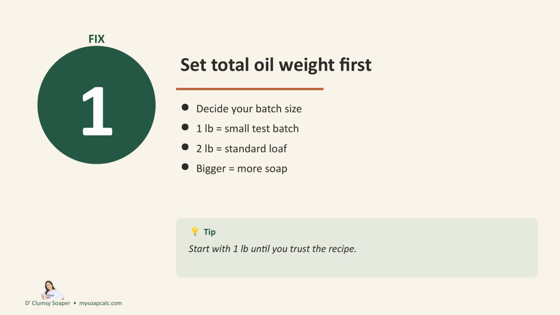For home soap makers just starting out, 1 pound of oils is your sweet spot for a test batch. It is small enough that if something goes wrong, and trust me, things go wrong, you have not wasted a lot of materials. 2 pounds gives you a standard loaf, which is typically around 8 to 10 bars, depending on how you cut it. Once you go bigger, you are just multiplying up from there.